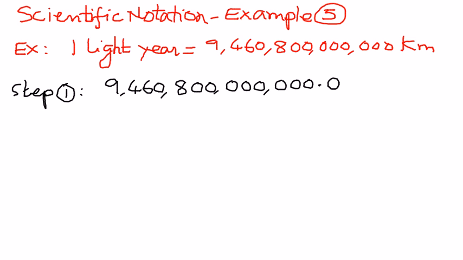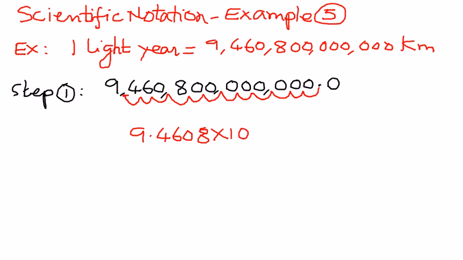Now we want to write this in scientific notation format, so we're going to move the decimal place to the left to be within the rules of scientific notation. We move the decimal place 1, 2, 3, 4, 5, 6, 7, 8, 9, 10, 11, 12 places to the left. So we can write this as 9.4608 times 10 to the power of 12. That is the way we can express this in scientific notation format.